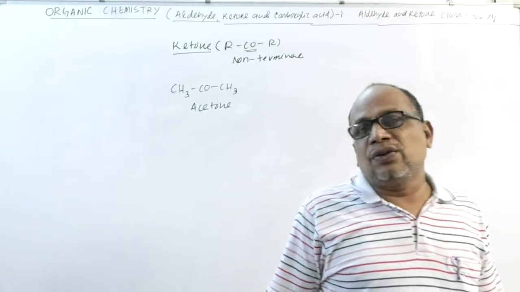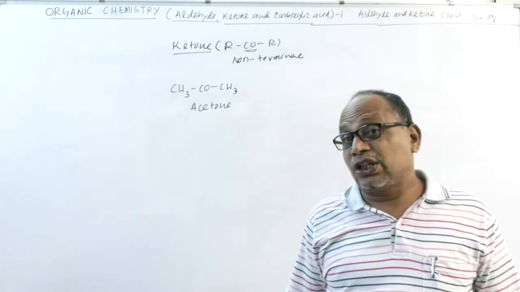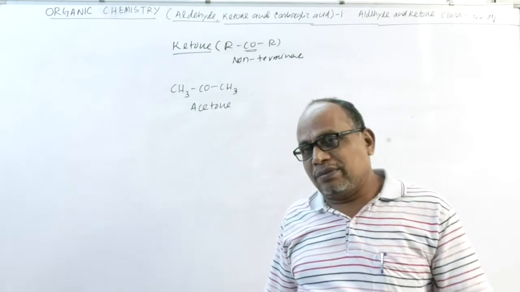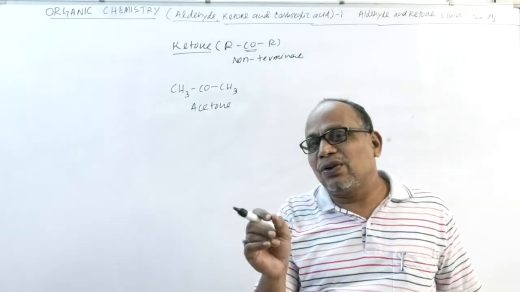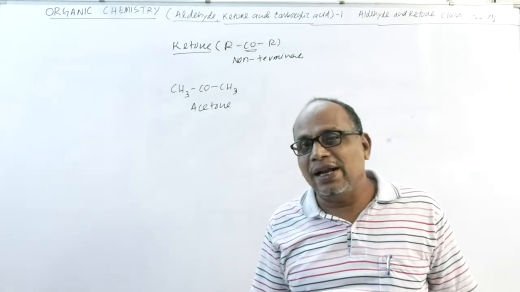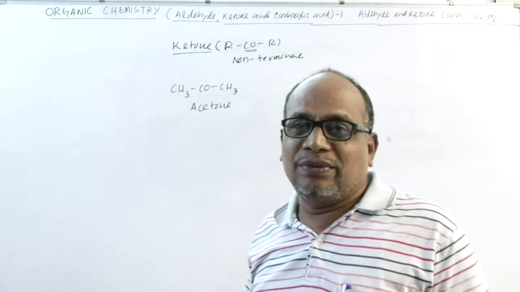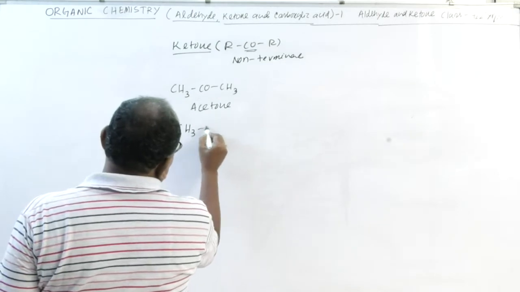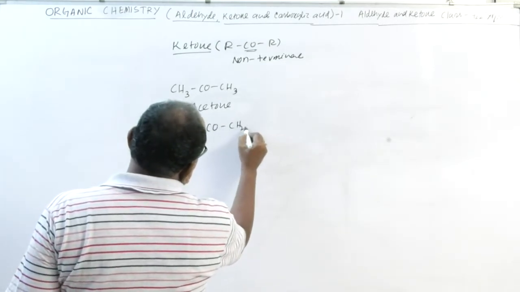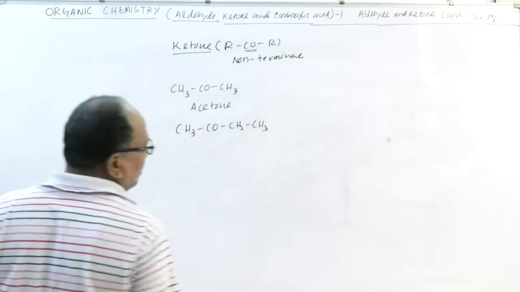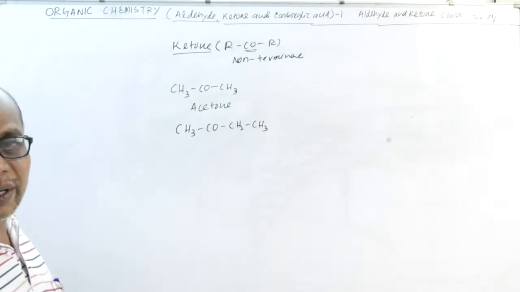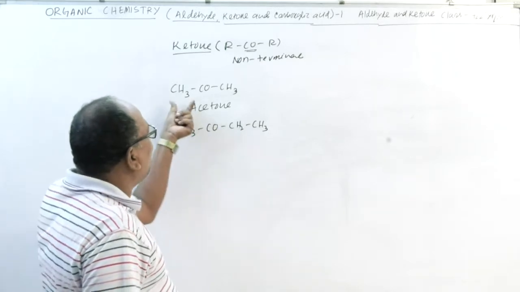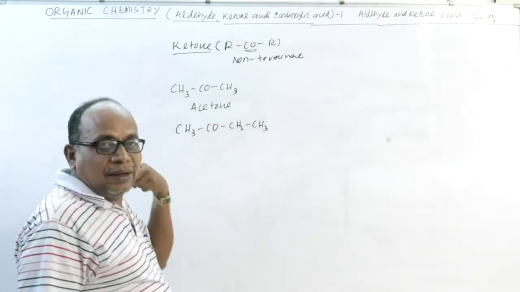The acetone is generally used as a solvent, particularly in nail polish remover. Using acetone to remove the nail polish from your nail. Another example is CH3COC2H5, a ketone containing four carbon atoms. One group is methyl, another group is ethyl.